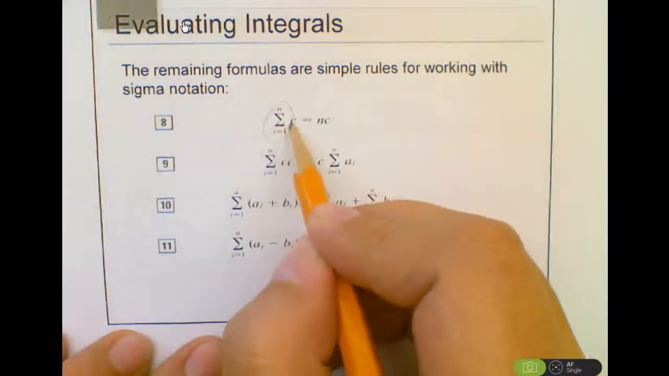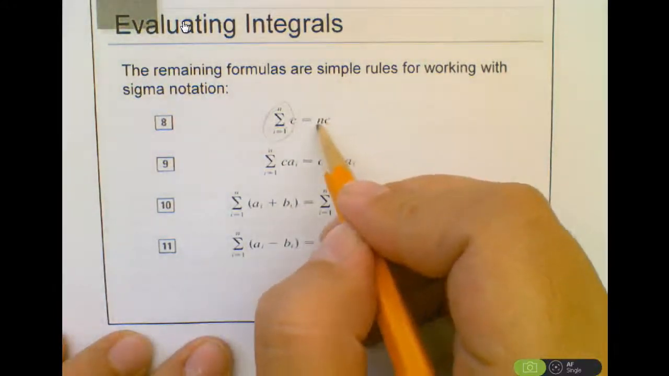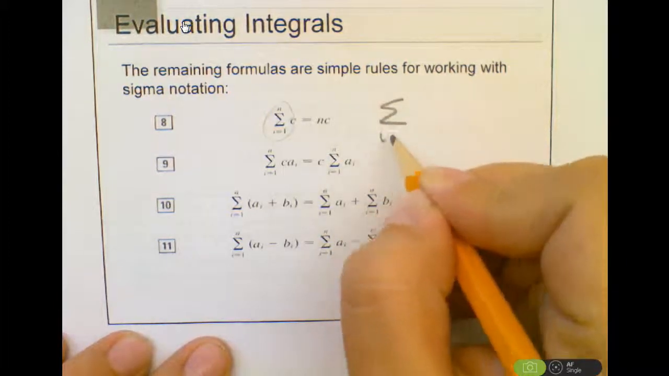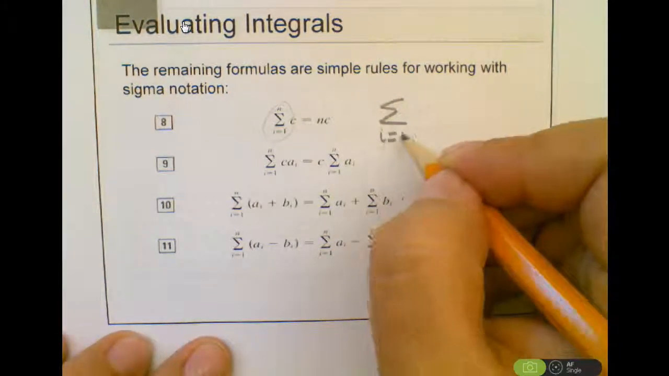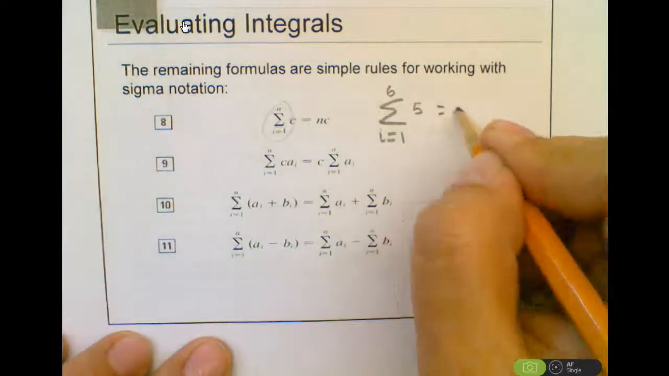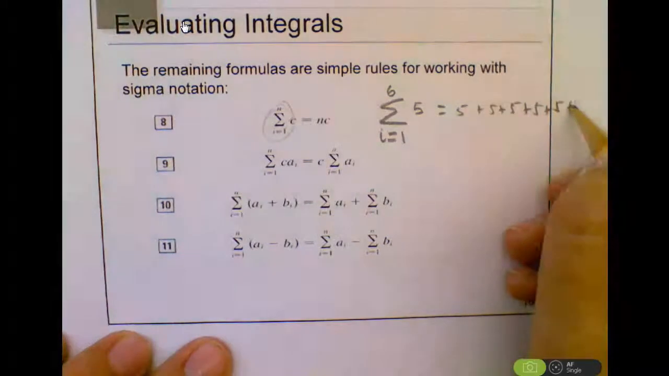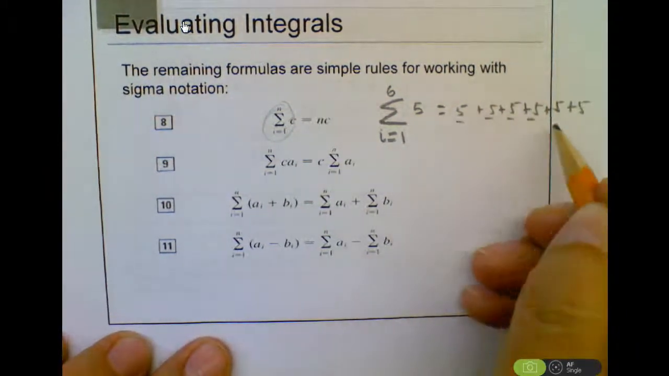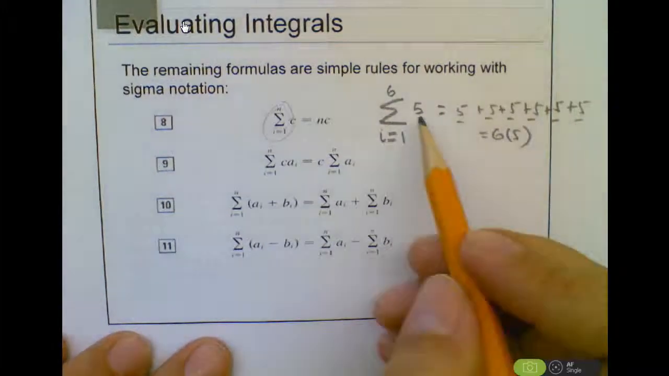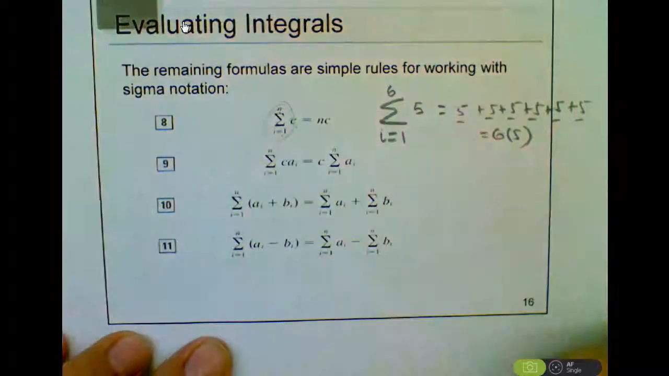This means I'm adding c n times. So when you add c n times, you're multiplying n by c. For example, what would be the summation from i equals 1 to 6 of the number, I don't know, 5? This means 5 plus 5 plus 5 plus 5 plus 5 plus 5, right? 1, 2, 3, 4, 5, 6. 6 times 5. So that's all it's saying. When you have the summation of a constant, it's just the constant times the number n.